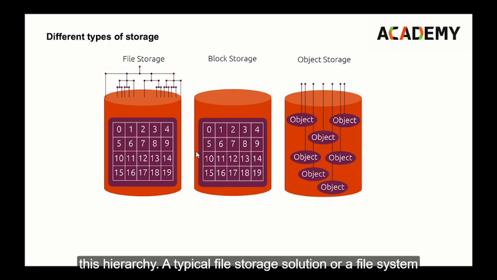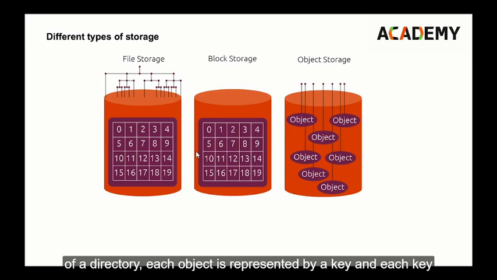A typical file storage solution or a file system will run on top of block storage, which could be a traditional hard drive or a solid-state drive. Object storage differs from file storage in that there is no hierarchy. There's no concept of a directory. Each object is represented by a key, and each key maps to a particular location within the object storage system. Hence, there's a table of key value pairs mapping object names to object locations within the object storage system.